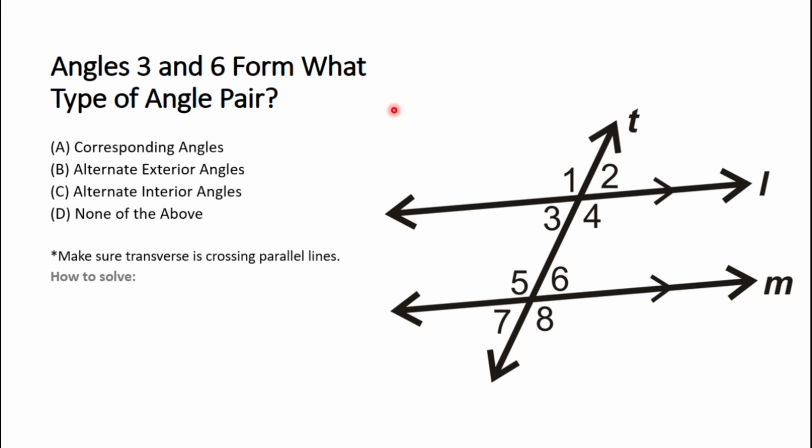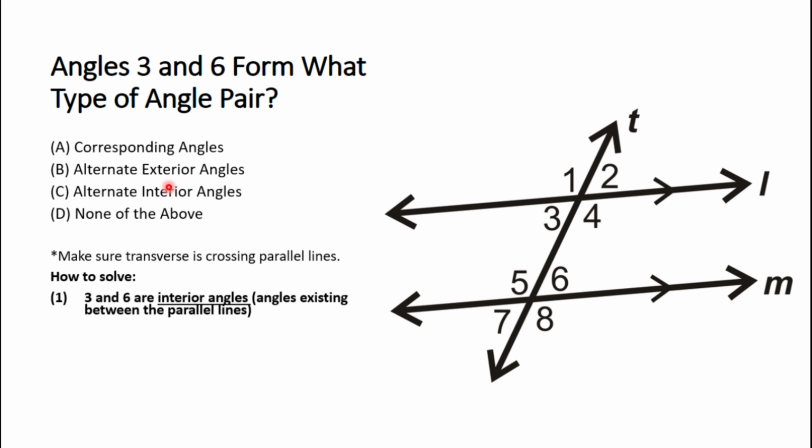First, we need to make sure that the angles we're dealing with are on a set of parallel lines. Between these two parallel lines we can see equal distance, and even if you extend them, they won't meet. So yes, we are dealing with a transversal crossing a set of parallel lines. Next we see angles 3 and 6. They are between the two parallel lines, so these are interior angles.